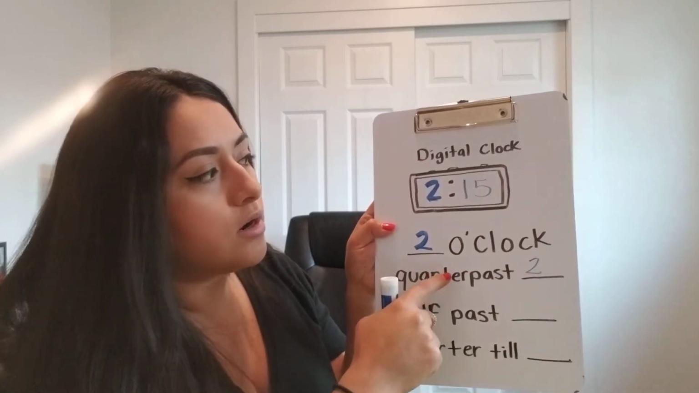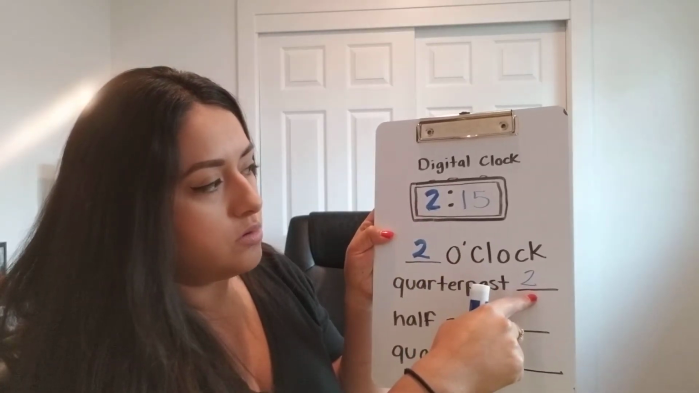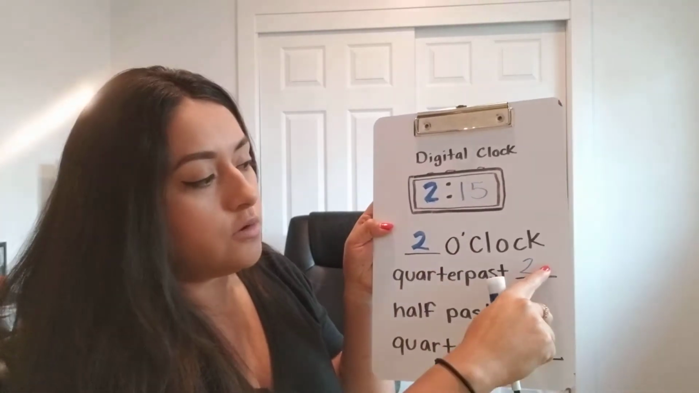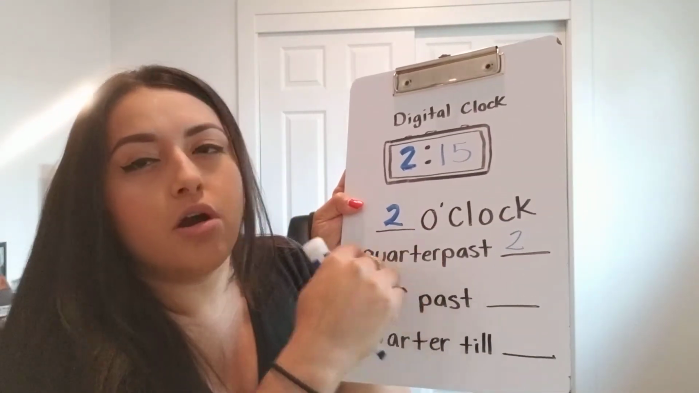Remember, the quarter is the 15 minutes past 2. So you're not going to write 2:15 when you put the word form. It's a quarter past 2. The quarter already means 15, so you don't have to put the 15 there.